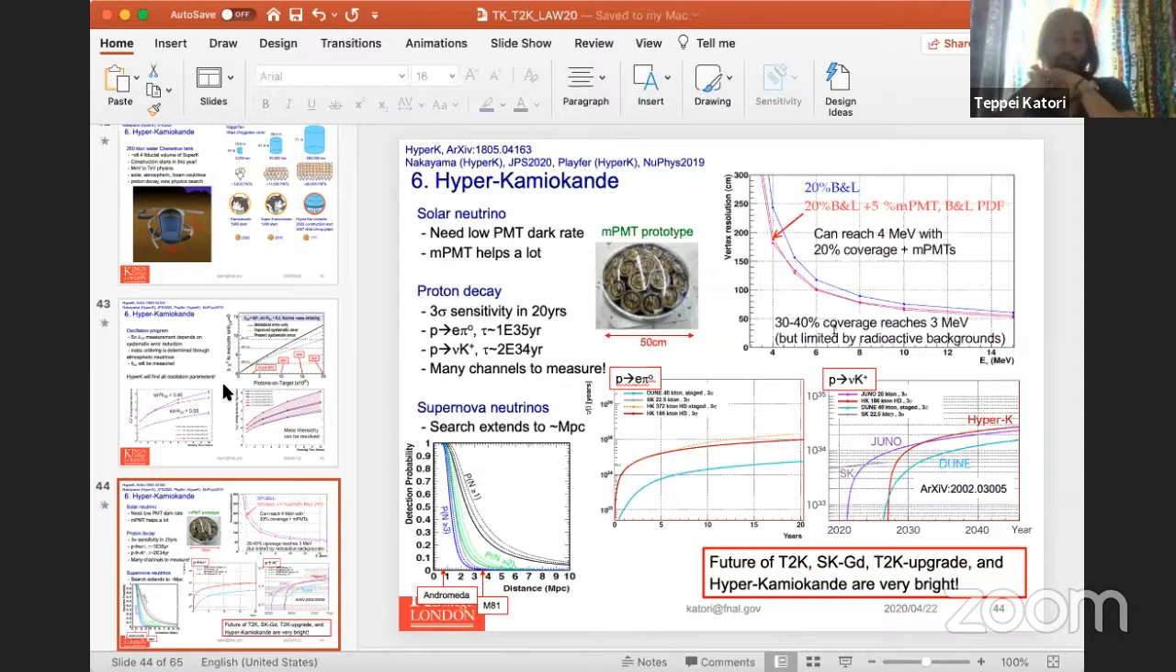But in principle, there would be an improvement with respect to Super-K. Yes, it's bigger, with higher statistics and extended energy for the high energy. Great.